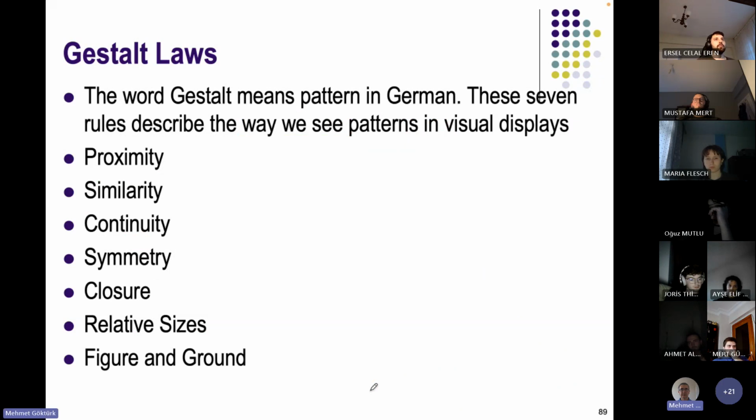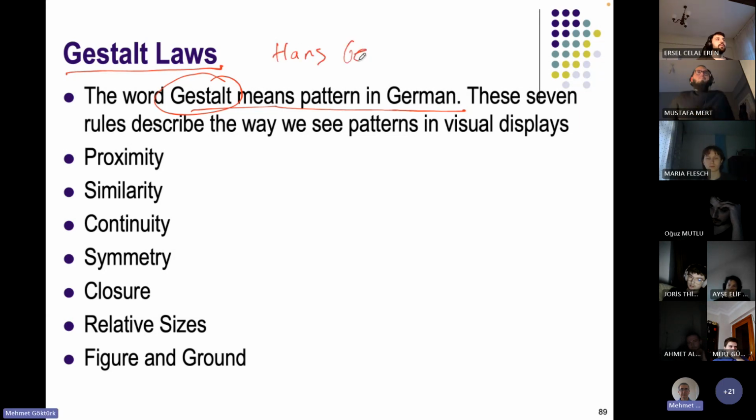Now, let me continue with the Gestalt laws, and then maybe we can stop there. The word Gestalt means pattern, so it is not a person's name. When you first hear it, Gestalt laws, it sounds like a German name, like Hans Gestalt. No, it's not true. It is the pattern.